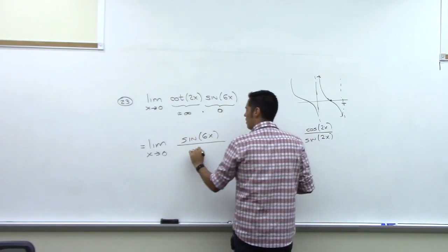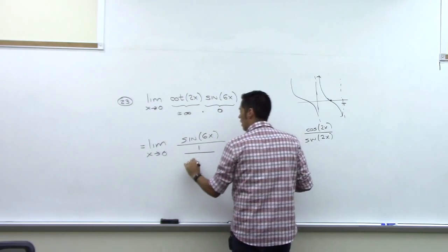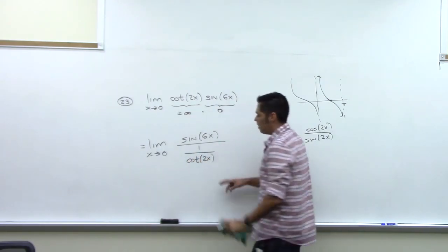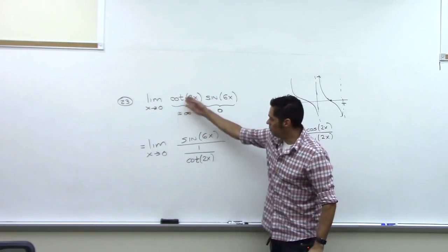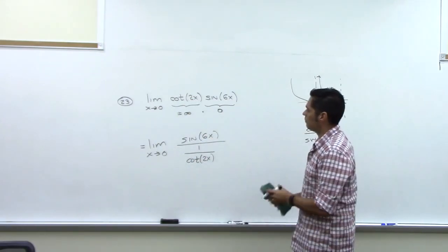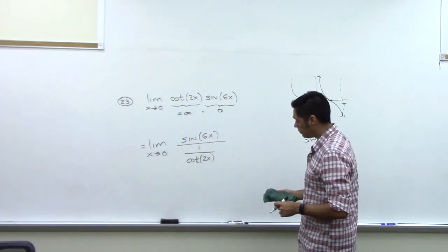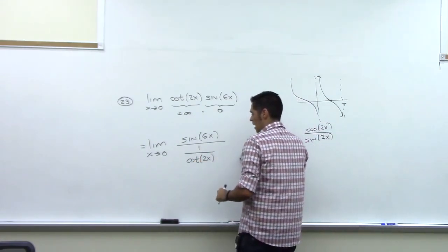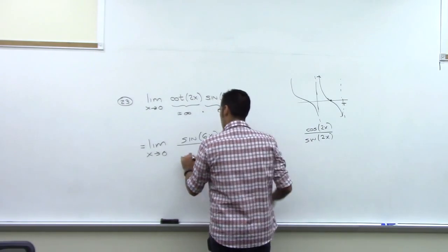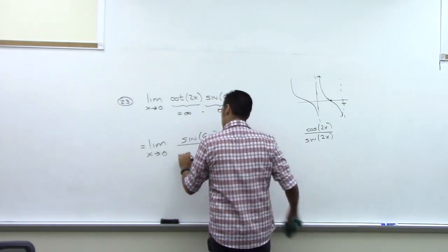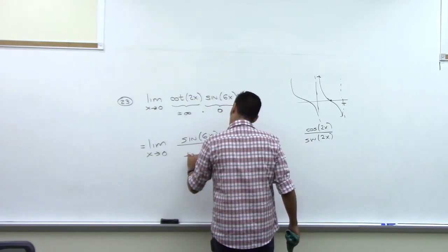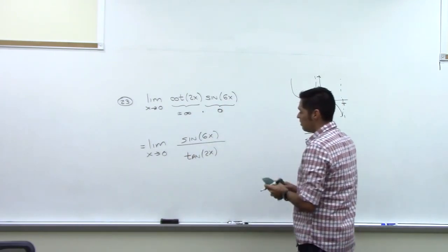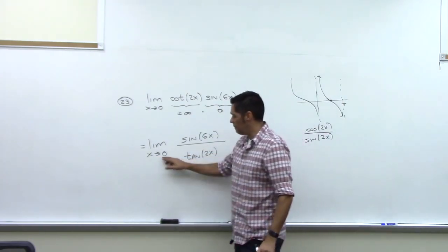Over, I'm going to write the cotangent 2x on the bottom as 1 over cotangent 2x. Because in reality, that would just flip back up, and it would just be that. However, by doing it that way, I can now rewrite 1 over cotangent 2x as tangent of 2x.